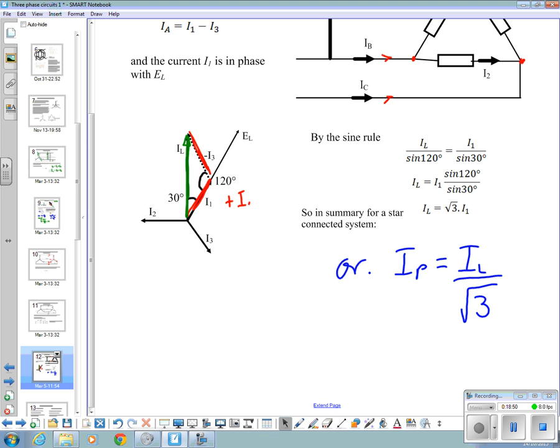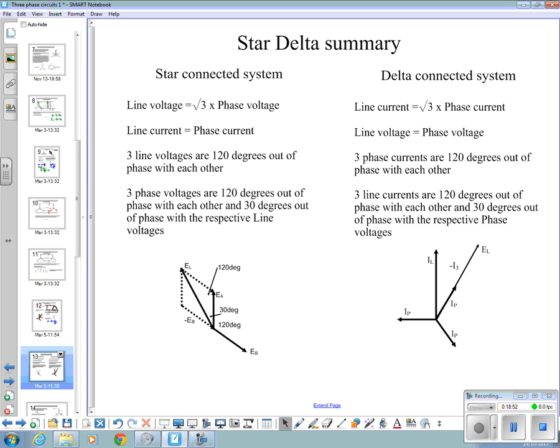And then the final slide in this section summarises all of that nicely. Star delta summary. In a star connected system, the line voltage is equal to root 3 times the phase voltage. The line current and phase currents are equal. 3 line voltages 120 degrees out of phase with each other. 3 phase voltages 120 degrees out of phase with each other, and 30 degrees out of phase with the respective line voltages.